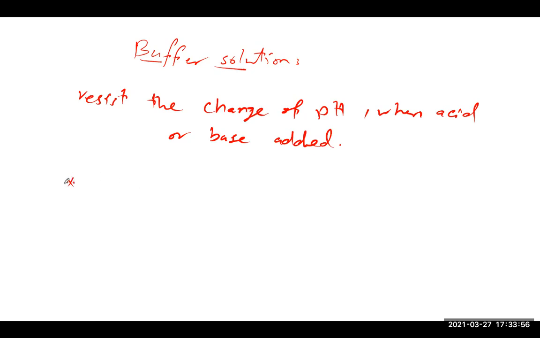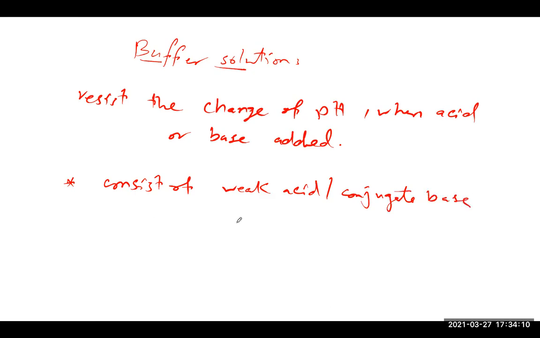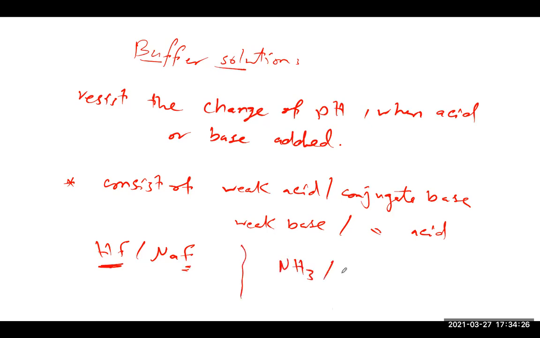Okay, the buffer solution will consist of a weak acid with its conjugate base or a weak base with its conjugate acid. Like HF with NaF, so this one is a weak acid, and the conjugate base is F minus. Or like NH3 with NH4Cl, this one is a weak base, and this one is a conjugate acid. Okay, this is all for acid and base.